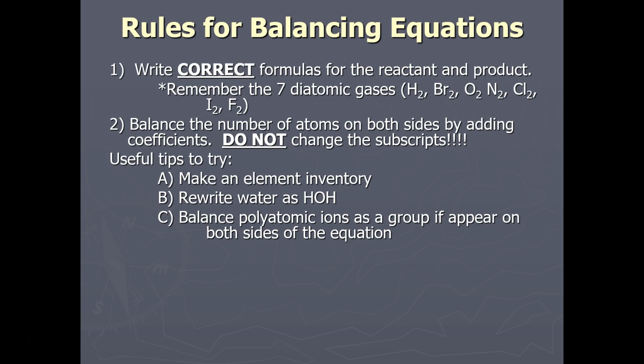Balance polyatomic ions as a group if they appear on both sides of the chemical equation. So if your polyatomic ion remains unchanged, sulfate is on one side, sulfate is on the other side, try balancing it as a group instead of thinking about it as separate things. Balance hydrogen and oxygen last, as those are oftentimes the ones that are the trickiest.